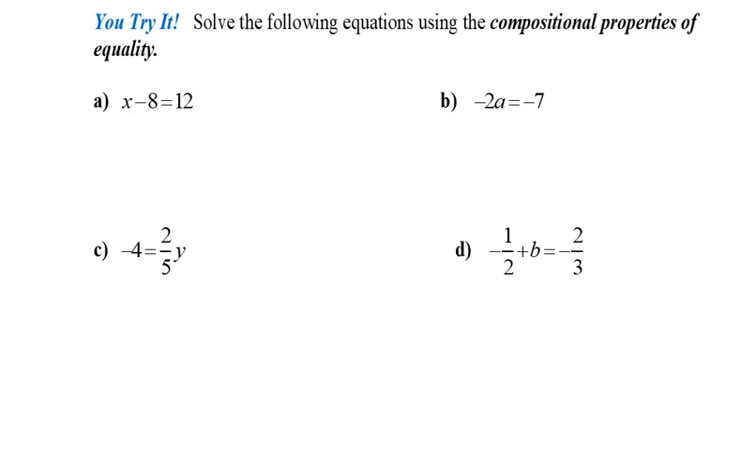All right, solve the following equations using the compositional properties of equality. Basically what that says is we can attach the same term or the same factor to both sides. If we notice on A, we have x and -8, which is two terms. If I want to isolate the variable, I would want to get rid of this -8 term. So I'm going to attach the opposite term to both sides.